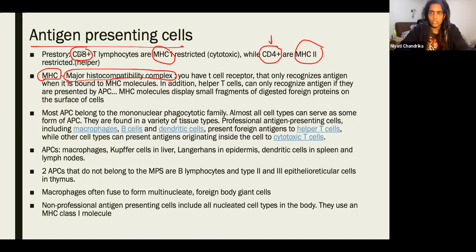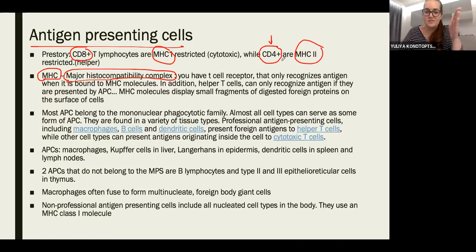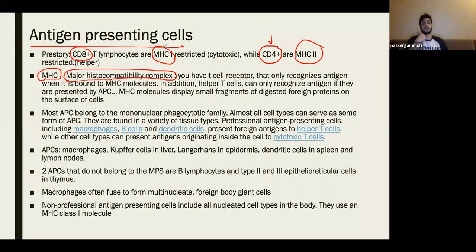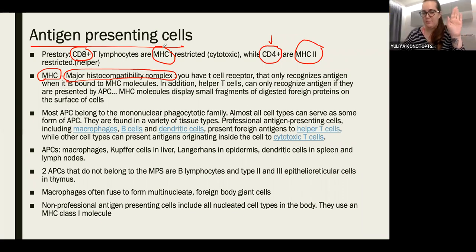So I repeat, who has CD8? MHC1. Cytotoxic. Who has CD4? T helper. Who has MHC1? Nucleated cells. Every nucleated cell, does not matter the place, as long as it's in my body. Who has MHC2? Antigen presenting. From now on, I call them APCs. Okay, so throughout our course, second act, third act, I say APC. APC means antigen presenting cell.